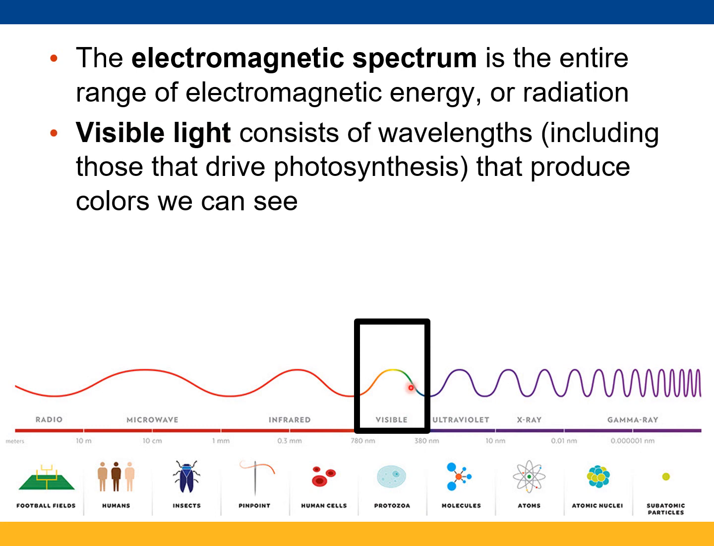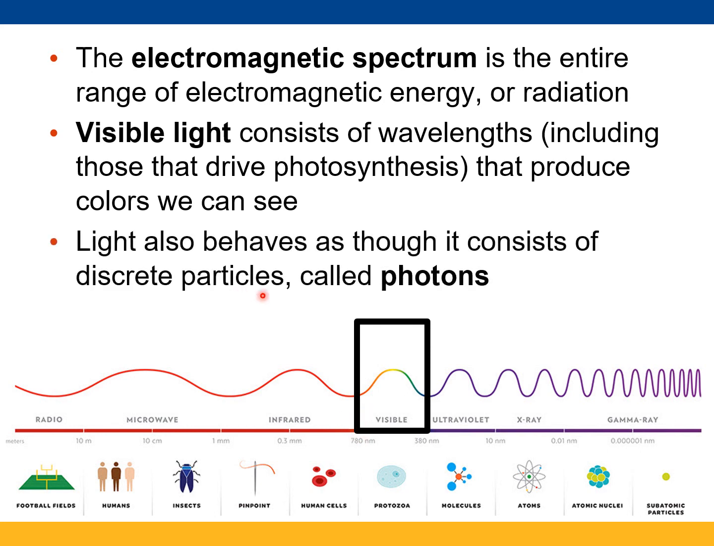So visible light's right here, somewhere in the 380 to 780 nanometers, 380 billionths of a meter, 780 billionths of a meter. They behave like waves, but they also behave like particles. And that's the real magic of electromagnetic radiation, is that it can behave like particles and like waves.